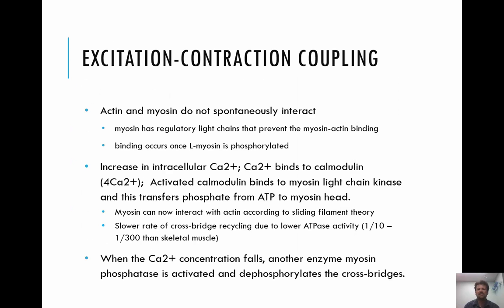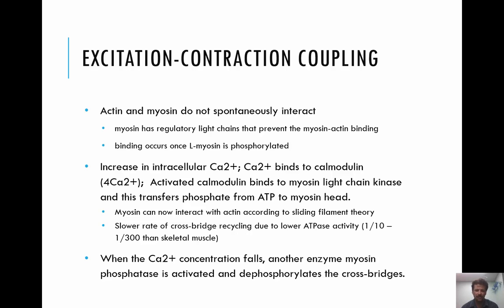Now, how does excitation-contraction coupling occur? Well, unlike in skeletal muscle, actin and myosin do not spontaneously interact. And that's because of two reasons. Tropomyosin also exists and it blocks actin and myosin spontaneously interacting. But also myosin by itself will not just interact with actin. Myosin will only interact with actin when it's phosphorylated.